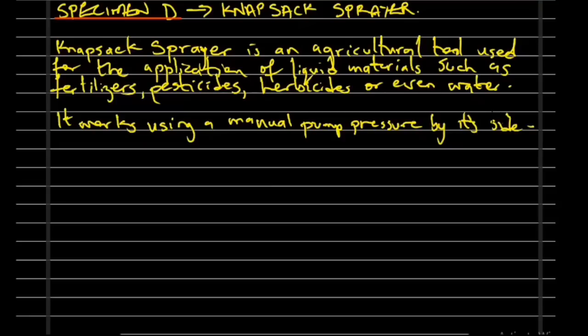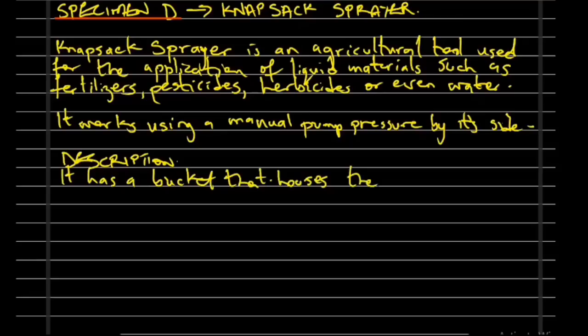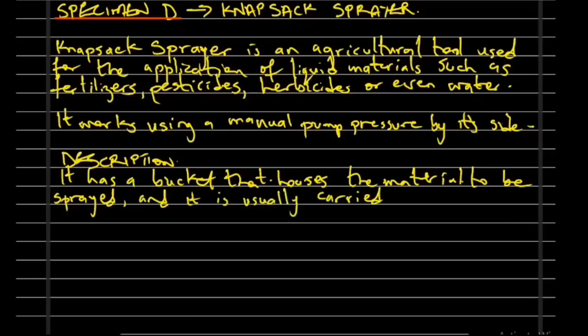Now, describing the instrument, it has a bucket that houses the material to be sprayed. And it is usually carried at the back, on the back of the handler or the sprayer. It is fastened with belts. These two belts are actually fastened to the bucket, and it is with these belts that the bucket is being carried on the back.